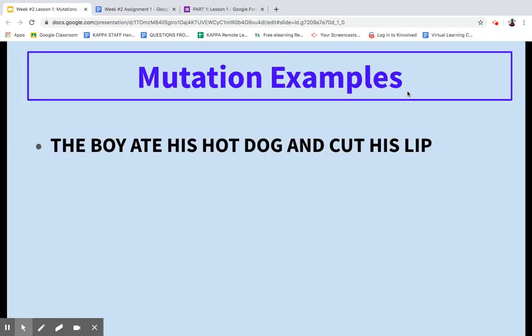So in the video, they explain different types of mutations. Those were substitution, insertion, and deletion. We're going to look at an example right now, and the sentence that we're going to look at is: the boy ate his hot dog and cut his lip. I know, it's super weird and doesn't make a whole lot of sense.